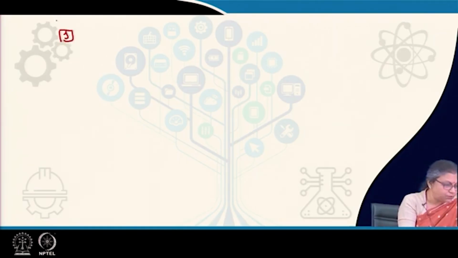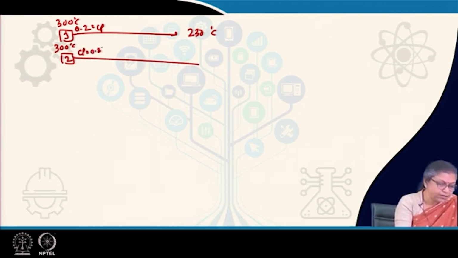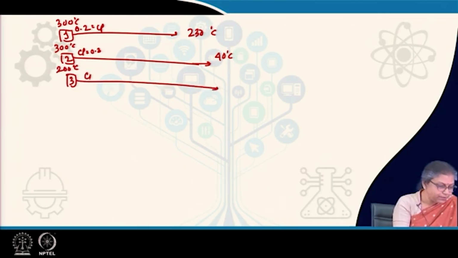We have a stream 1 which starts from 300 degrees centigrade and goes to 230 degrees centigrade, with a Cp of this. Another stream starts from 300 degrees centigrade, the Cp equals 0.3, and goes till the pinch temperature, 40 degrees centigrade. Then there is a stream 3 which goes from 200 degrees centigrade, the Cp equals 0.1, and this also goes till 40 degrees centigrade, the pinch temperature.